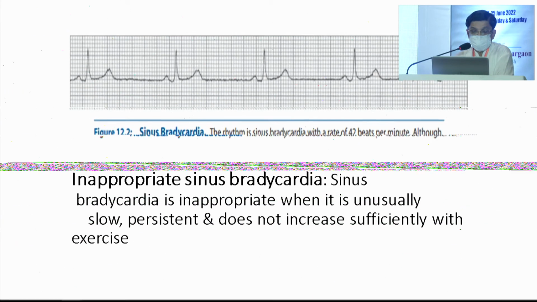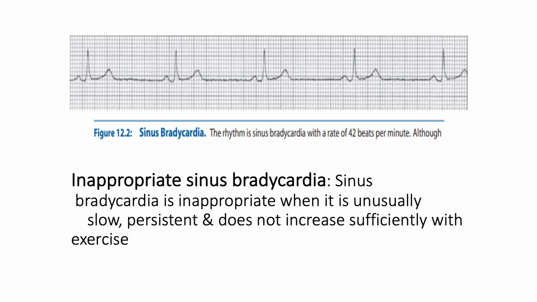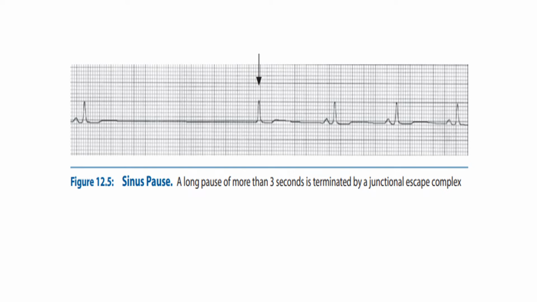This is inappropriate sinus bradycardia. Sinus bradycardia is inappropriate when it is slow, persistent, and does not increase sufficiently with exercise. This is a sinus pause. The long pause of more than 3 seconds is terminated by a junctional escape complex. You see the arrow, that is the junctional escape complex.